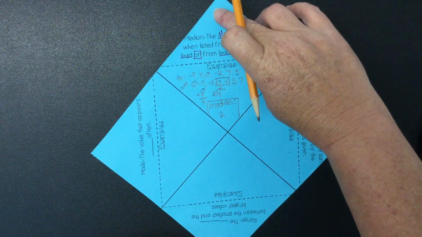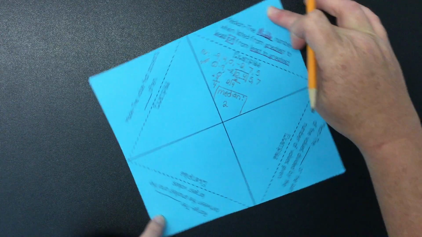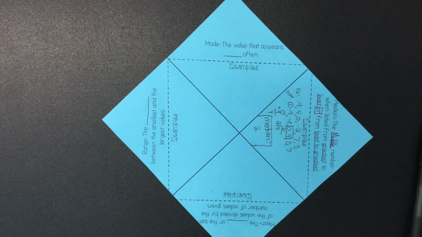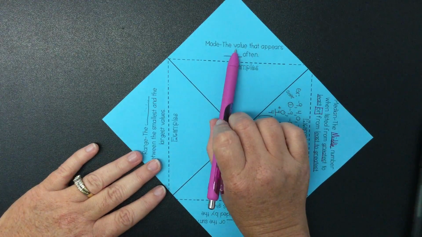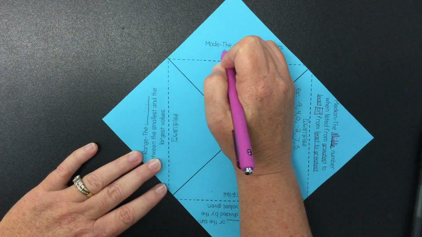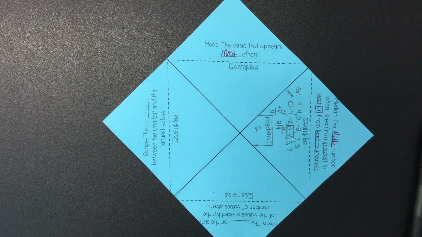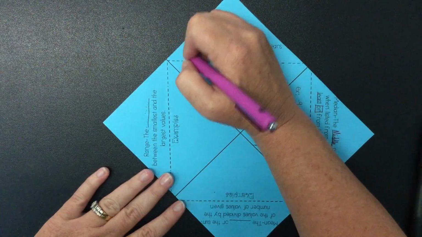All right. We'll do some more work on those in a minute. So let's turn it and let's go now with mode. Mode is, to me, the easiest of all of them. Super, super easy. Super duper easy. Mode is the value that appears most often. Mode, the most. So mode is the value that appears the most often.